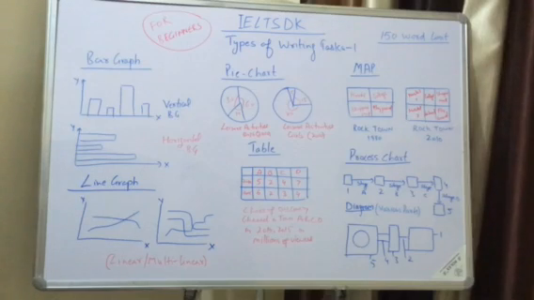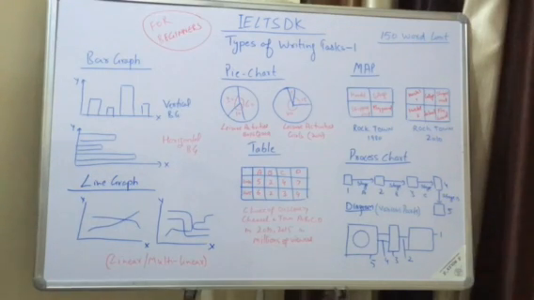So in task 1 you can have a bar graph, a line graph, a pie chart, a table, a map, a process chart, and also a diagram. On the whiteboard I have made all these figures so that you can memorize and recognize them, because till your 12th standard you might have studied all these multiple times in mathematics, sometimes in science, sometimes in economics, because these methods are all used to represent data.